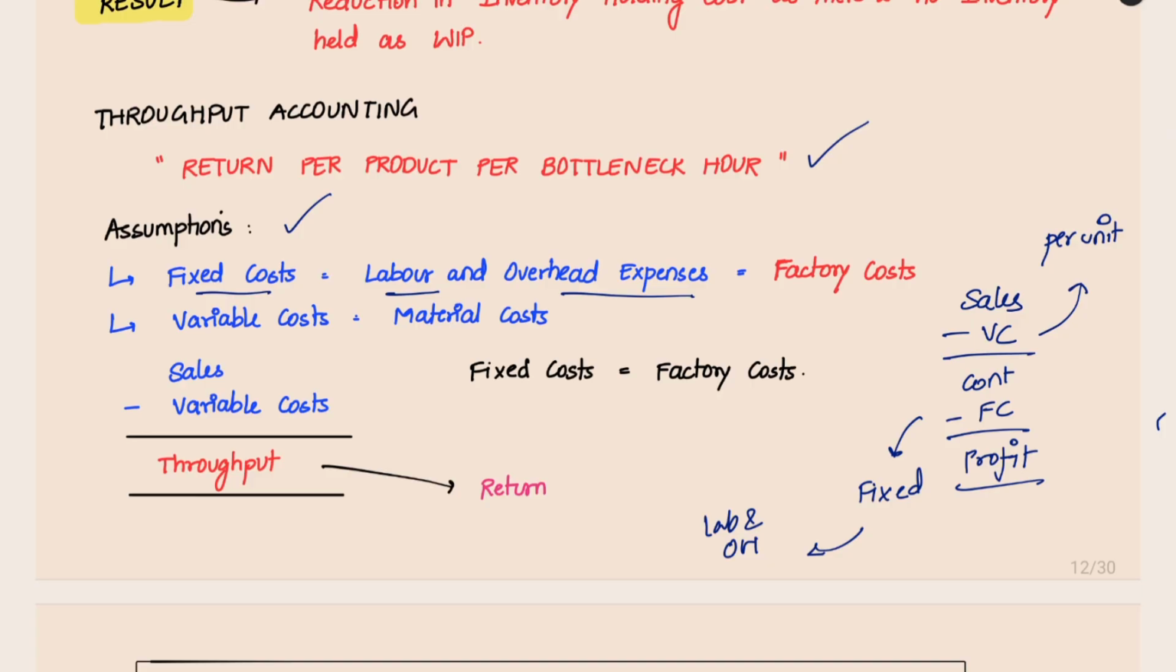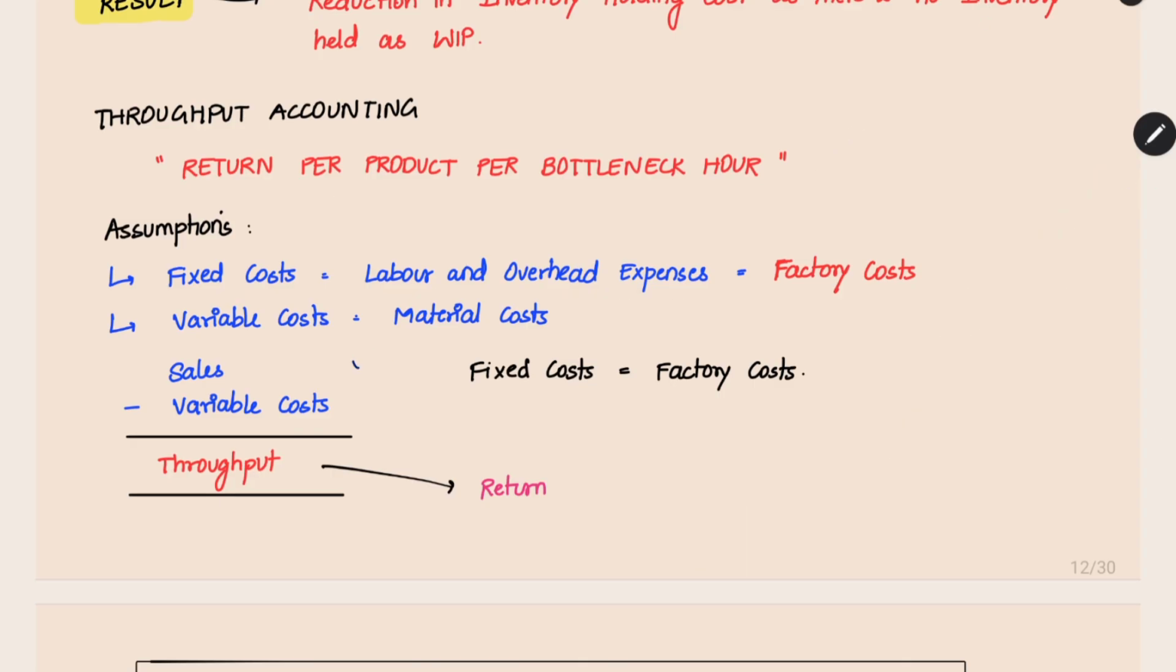And then for variable cost, they are considering only material cost as variable. Other costs are fixed. That is the assumption they are making. Here, sales minus variable cost, you will get the throughput. That is the return. Why are we not calling it contribution, but naming it throughput? Because we are not considering all the variable cost. We are assuming labor and overhead to be fixed. So we cannot call it contribution. So we are giving a new name called throughput.